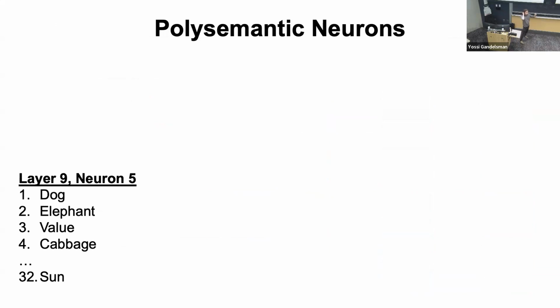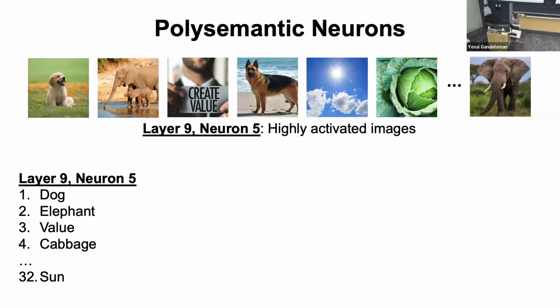It's the same neuron that, when it's activated, doesn't write to only one concept. It writes both to dog and elephant and value and cabbage and sun and all of these concepts with different amounts. So it might write much more to dog than to elephant. But eventually it writes towards all of them. And not only that it writes towards all of them, it's also activated on all of these images.